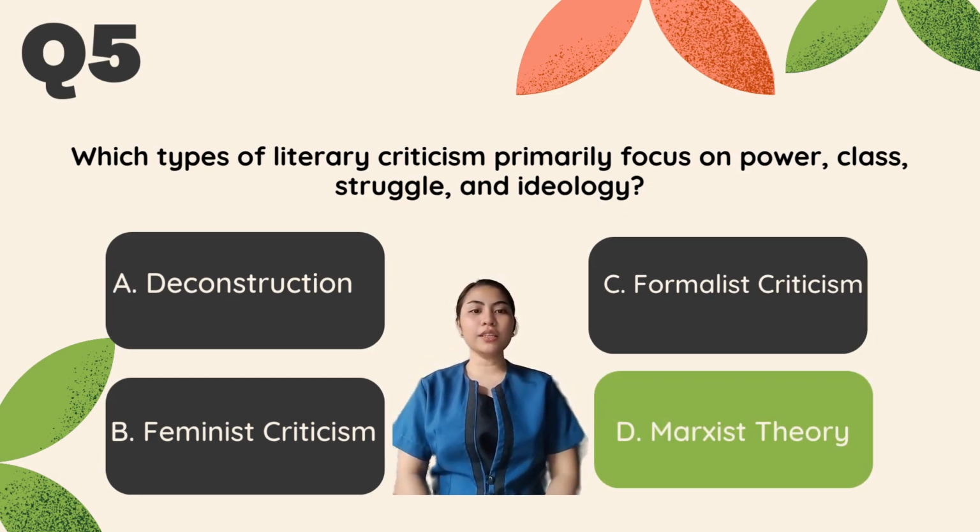The correct answer is letter D. Marxist theory analyzes literature through class dynamics and socio-economic forces. For our rationalization, deconstruction suggests that meanings are unstable, contradictory, and open to multiple interpretations. For letter B, feminist criticism focuses on gender and patriarchal structures. Formalist criticism is concerned with literary form and devices, not social issues.